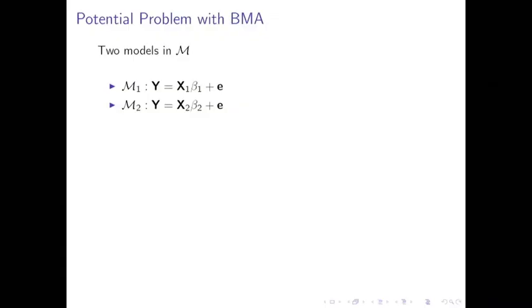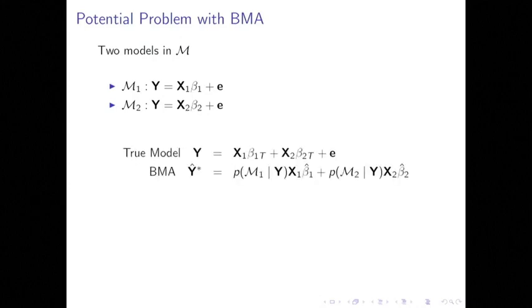Well, a simple toy problem to illustrate where some of these things can fall apart, and as a caution in how we build these lists of models. You might think, in a very simple case, we only have two models. Model M1 involves, say, x1. Model 2 involves x1 and x2. What if the true model involves both x1 and x2?